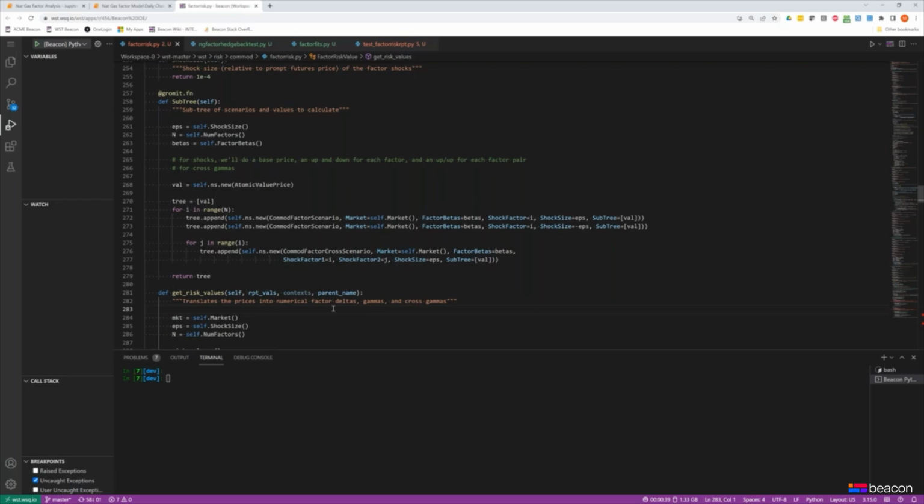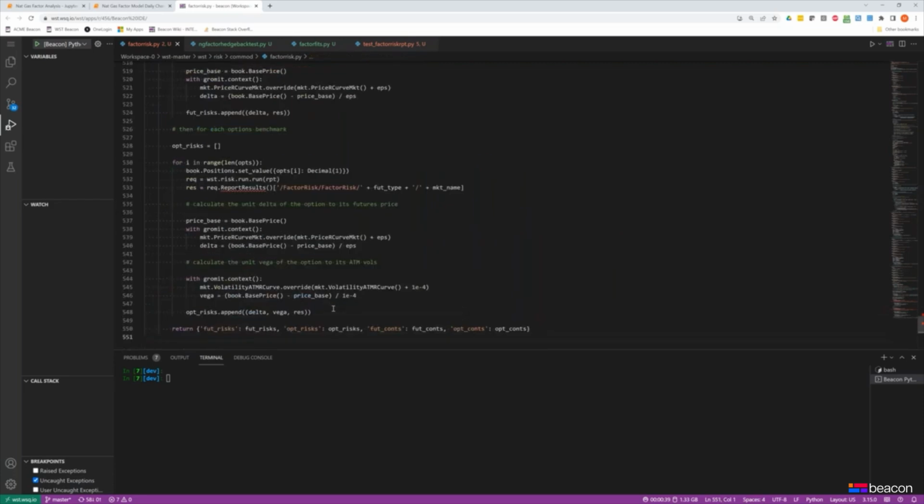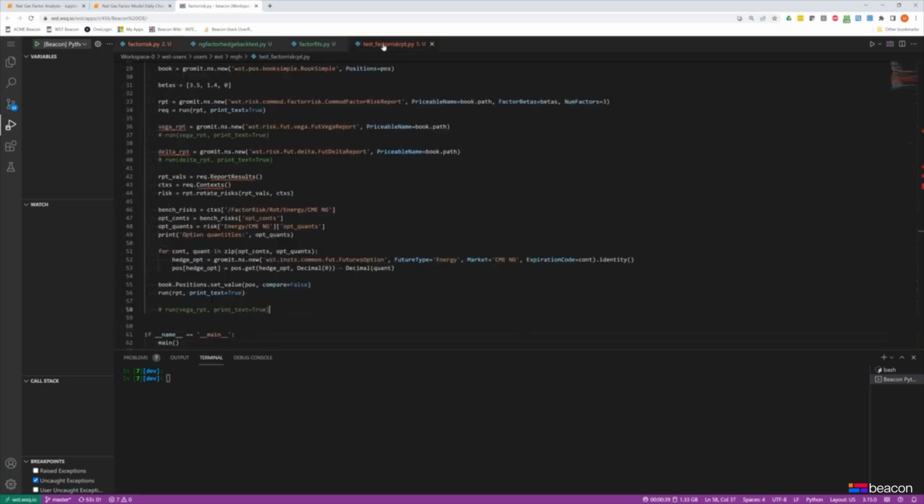And then the rest of the report, if you go to the end here, it's 550 lines of code or so. So not that much code to define this brand new kind of risk report and all the logic that translates my factor deltas and gammas into risk to 3 futures contracts, so 3 deltas, and then 6 option contracts, option vegas. So I can hop over here to a little test script and see how this actually works.